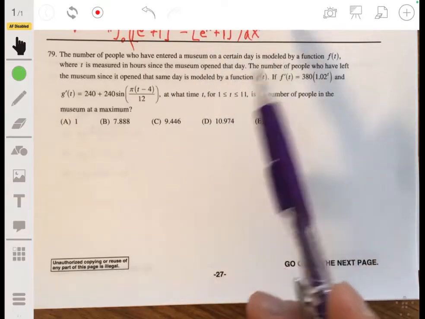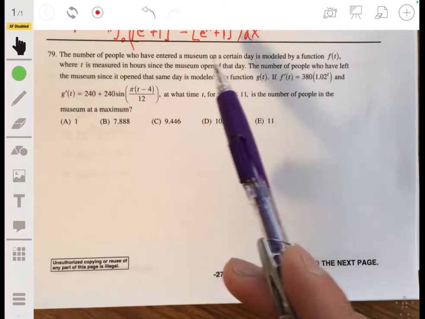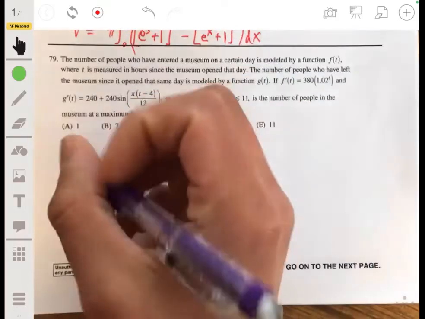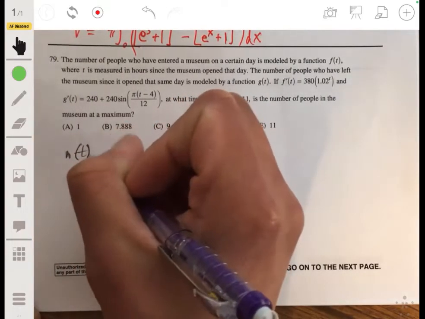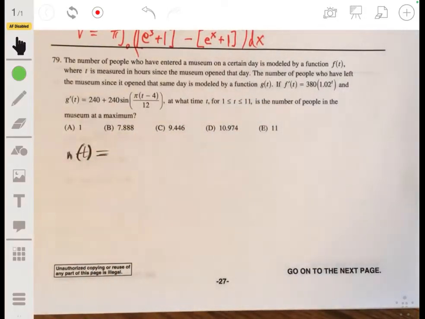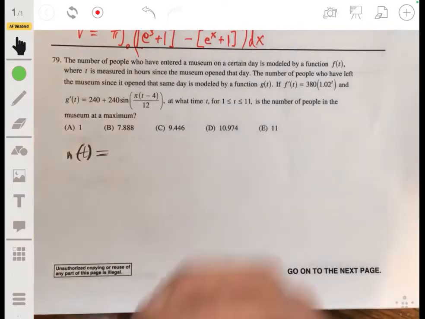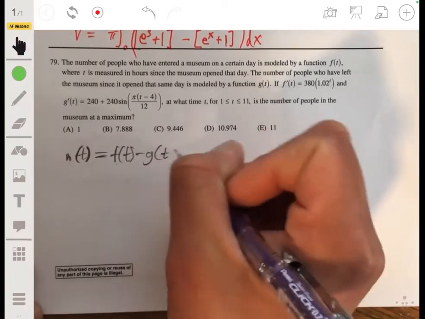All right, so we just got to think conceptually. So let's make a new equation, n of t, to represent just the number of people in the museum at any time t. So n of t would be the number of people who entered the museum minus the number of people who left the museum up to that time. So you can think of n of t as being equal to f of t minus g of t.